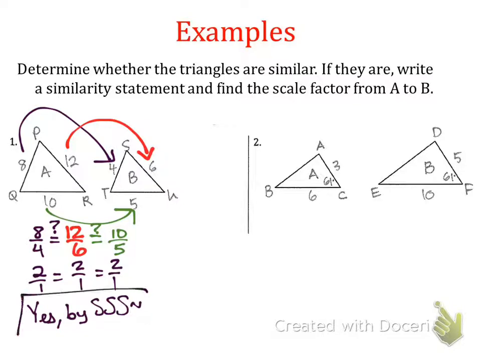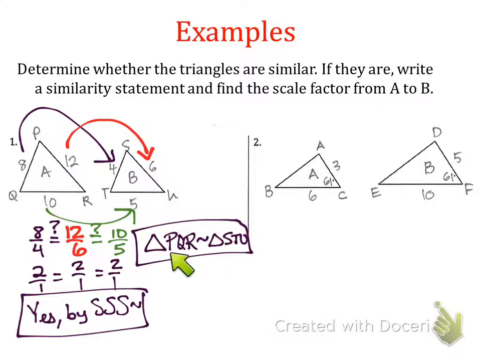There's the first answer. Then the second answer comes: triangle blah blah blah similar to triangle blah. So we've got triangle PQR similar to triangle STU. And now we're going to figure out the scale factor. The scale factor is going to be the reduced fraction all 3 of these fractions reduce to. So that 2 to 1 ratio is also part of the answer. 3 pieces: yes, similarity statement, the ratio. Let's go to the next one.